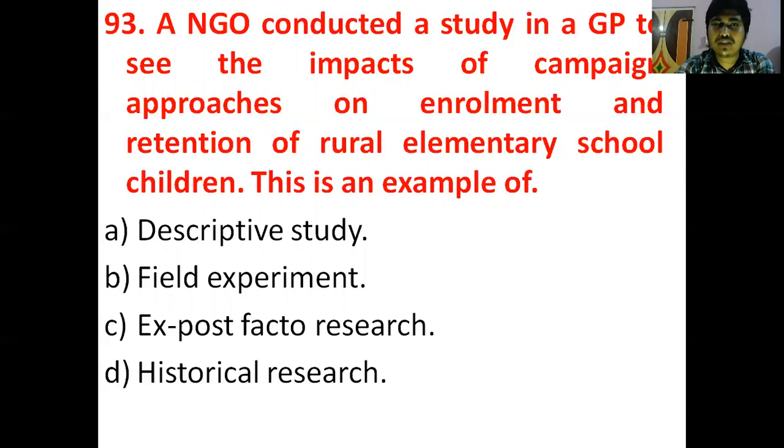So the next question is, an NGO conducted a study in Gaon Panchayat to see the impacts of campaign approaches on enrollment and retention of rural elementary school children. This is an example of, where option is given: descriptive study, field experiment, ex post facto research, historical research. So our question is, an NGO conducted a study in a Gaon Panchayat to see the impacts of campaign approaches on enrollment and retention of rural elementary school children. This is an example of field experiment. Okay, so option B is the correct answer.